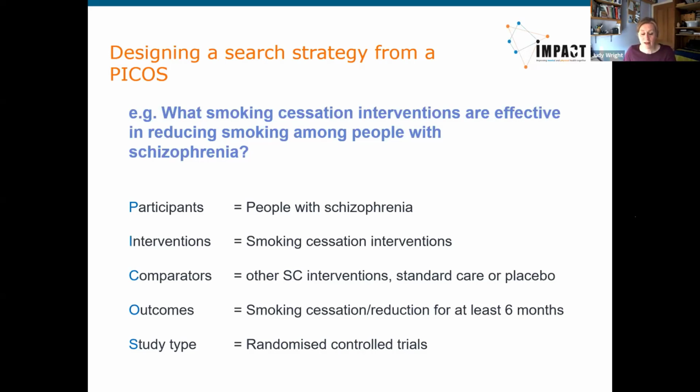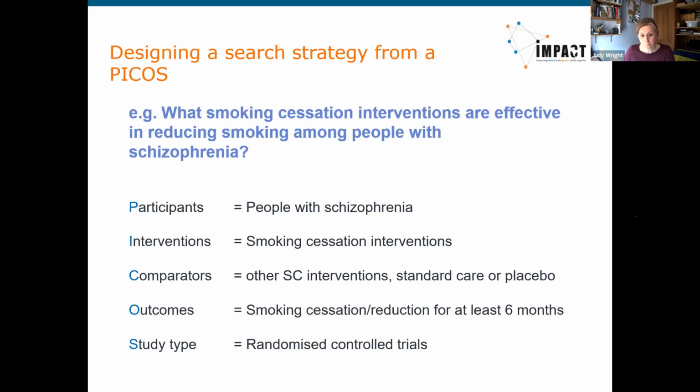So I've got an example here, it's similar to the homework, of a review for smoking cessation interventions. Which of these are effective in reducing smoking among people with schizophrenia? So in our PICOS, our P are people with schizophrenia. Our interventions are smoking cessation interventions, but the question is actually about that. We haven't got one specific intervention that we're looking at. We're looking at a whole range. So we need to keep quite an open mind about what they might be and called and how we might search for them.